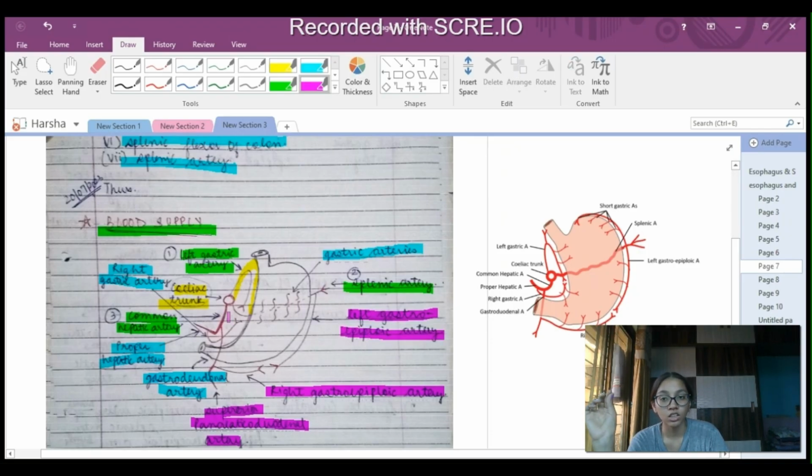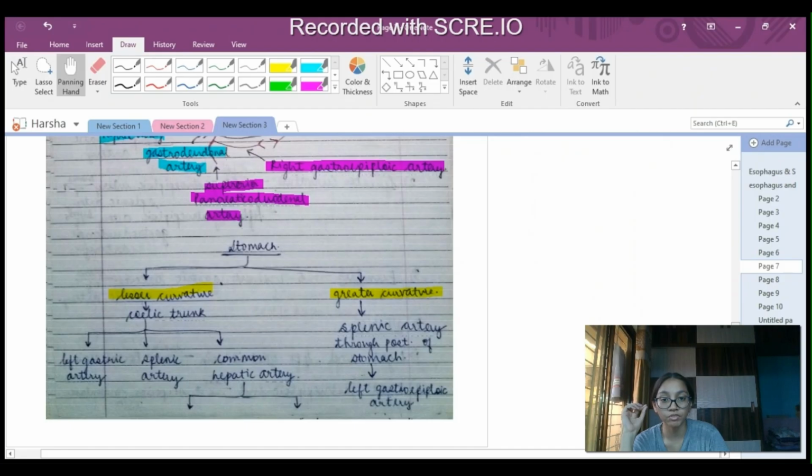So, the central trunk, which is present on the lesser curvature of the stomach, gives rise to three prominent main arteries: the left gastric artery, the common hepatic artery, and the splenic artery. There are further sub branches. The common hepatic artery has three branches: right gastric artery, proper hepatic artery, and gastroduodenal artery. Further, the gastroduodenal artery has two branches: superior pancreaticoduodenal artery and right gastroepiploic artery. Further, the splenic artery has a single branch, the left gastroepiploic artery. This is how the arteries and their sub branches are distributed in the vicinity of the stomach.